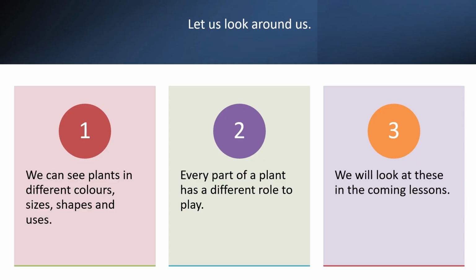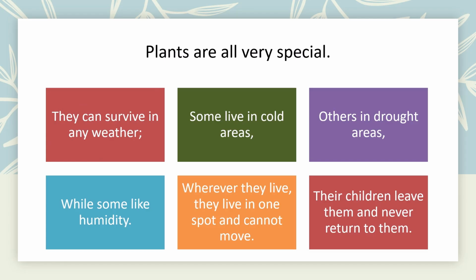Let us take a look around us. We can see plants in different colors, sizes, shapes, and uses. Every part of a plant has a different role to play. We will look at these in the coming lessons. Plants are very special. They can survive in any weather. Some live in cold areas, others in drought areas, while some like humidity. Wherever they live, they live in one spot and cannot move.